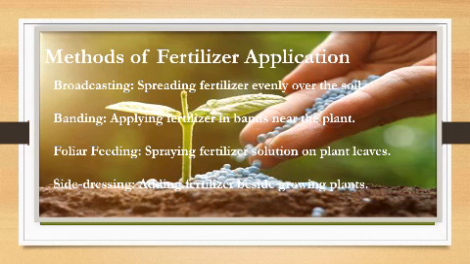Application methods. Methods of fertilizer application. These include broadcasting, that is spreading fertilizer evenly over the soil, banding, applying fertilizer in bands near the plant, foliar feeding, which is spraying fertilizer solution on plant leaves, and side dressing, which is adding fertilizer beside growing plants.